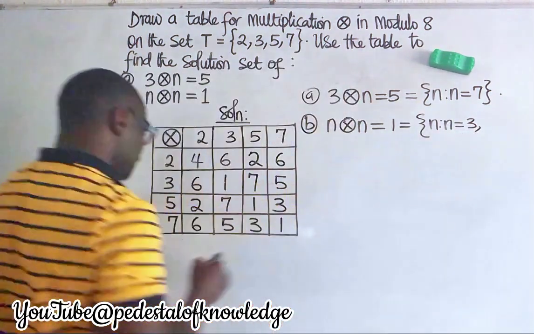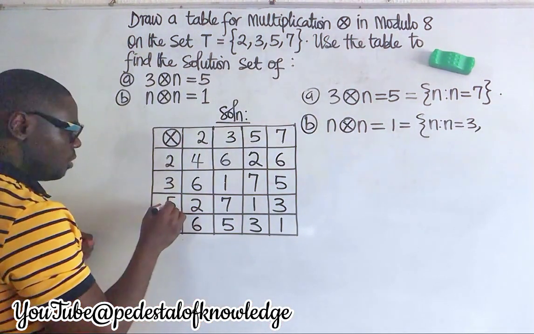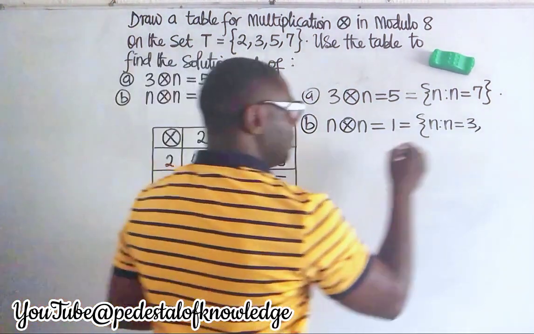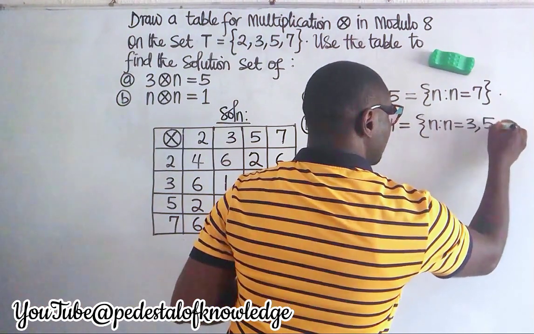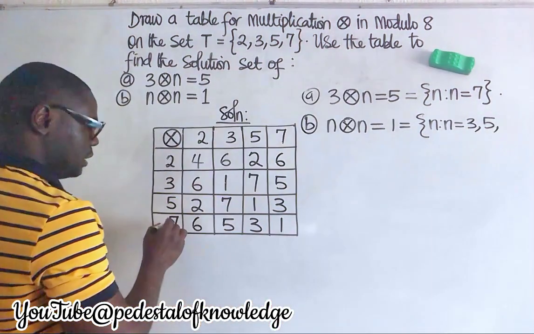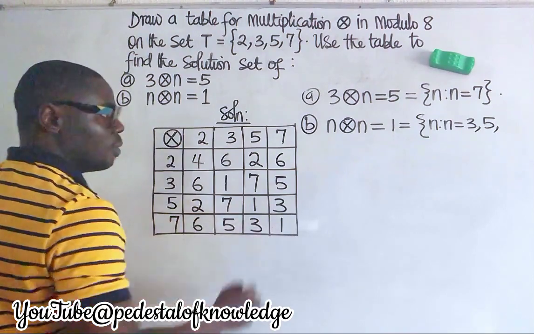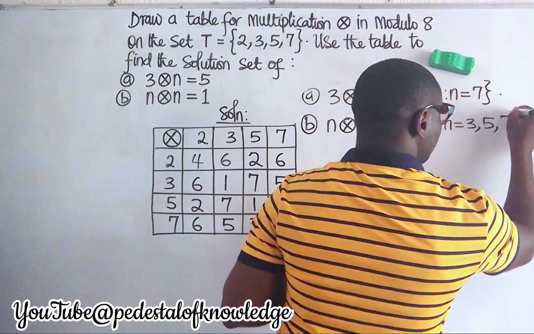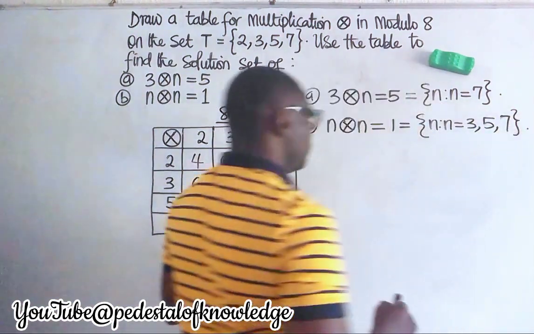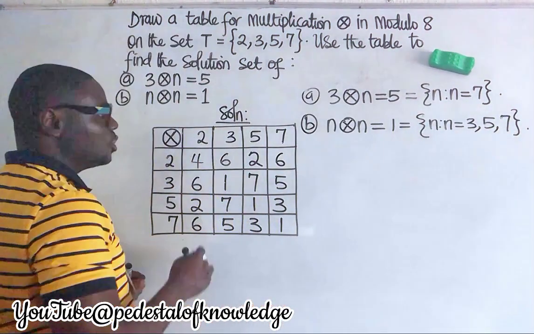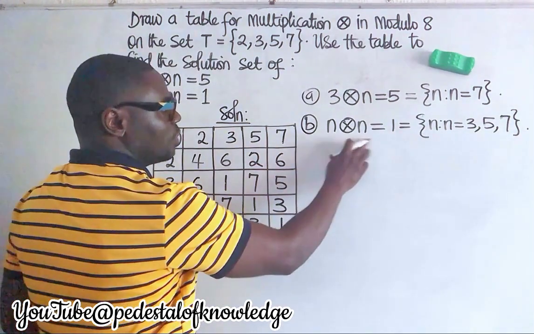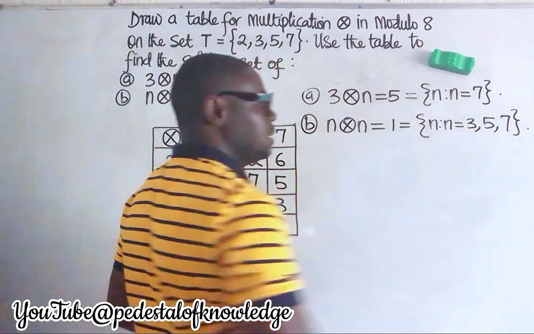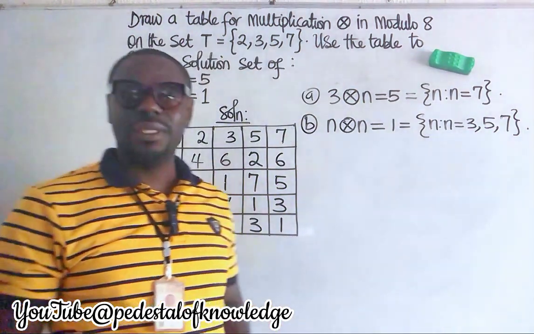We put comma. Now we check 5. We're going to see that 5 times 5 is equal to 1. That means that 5 is a member of the set. Comma. Now let's check 7. 7 times 7 is equal to 1. That means that 7 is also a member of the set. So we're going to close it. So the set of residues, or the solution set of n times n equal to 1 is equal to 3, 5, and 7.